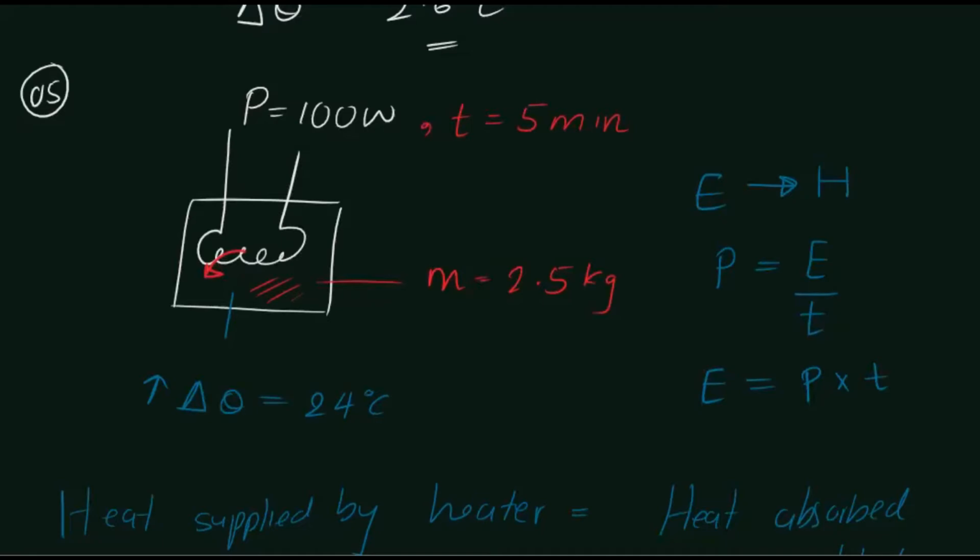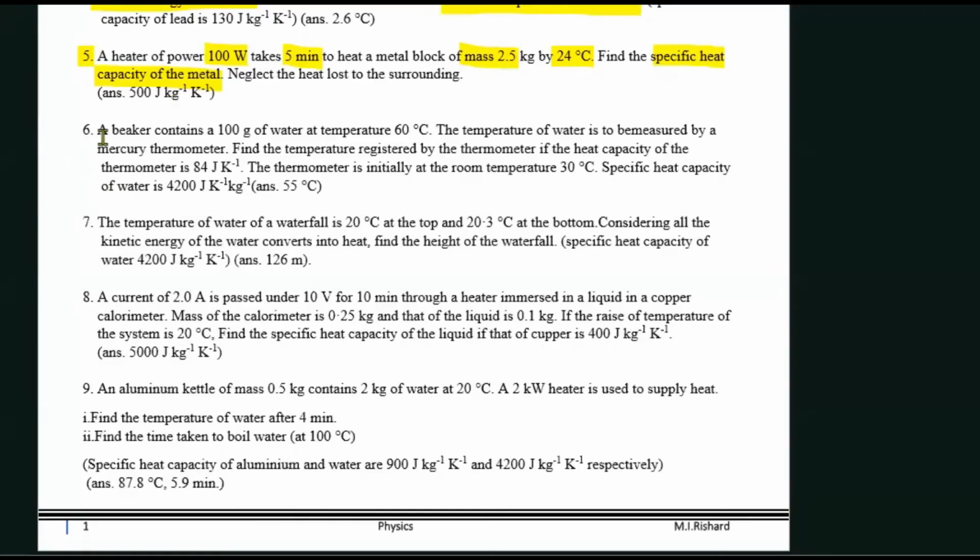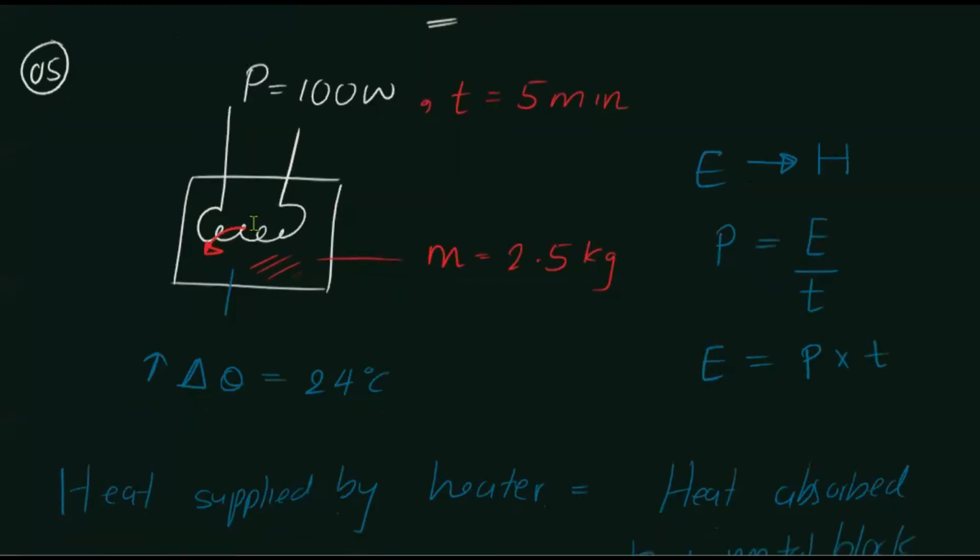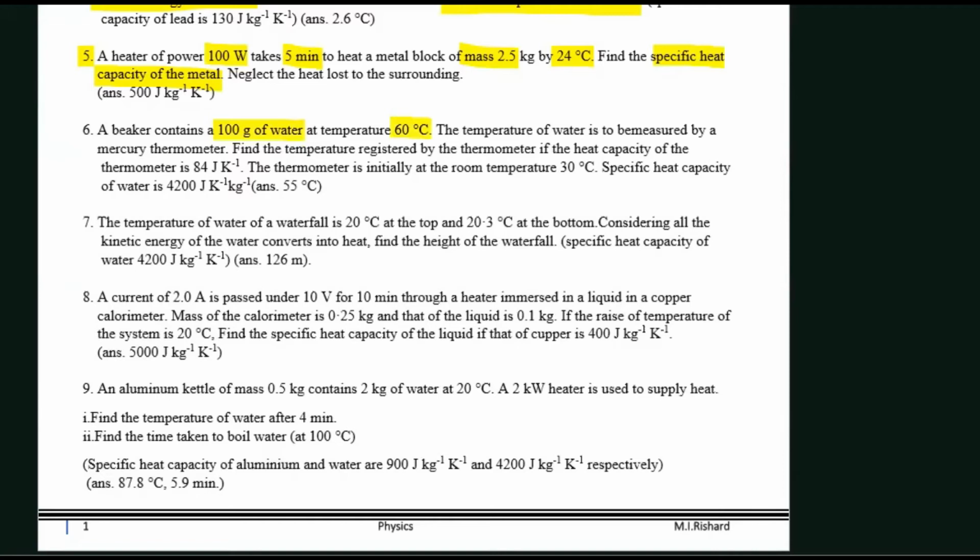All right. So let us go for the sixth question. In the sixth question, what it says is a beaker contains 100 gram of water at 60 degrees Celsius. So a beaker has 100 gram of water at 60 degrees Celsius. Let us initially try the problem by drawing. Is this the seventh one? No, sixth one.